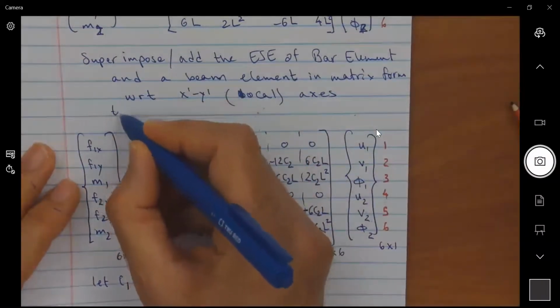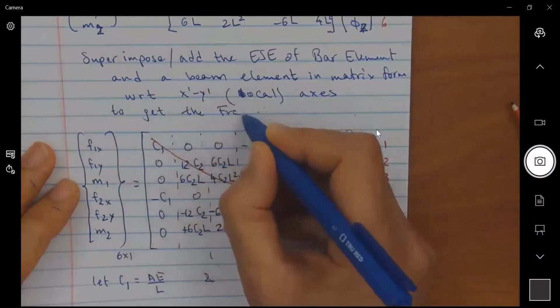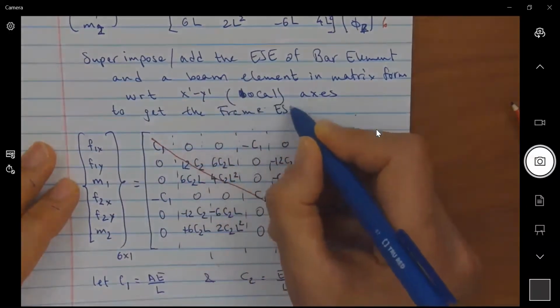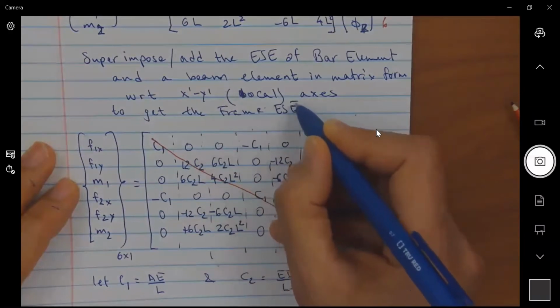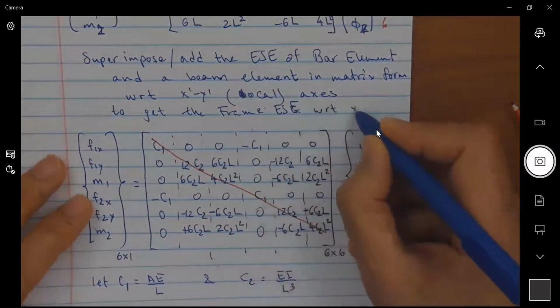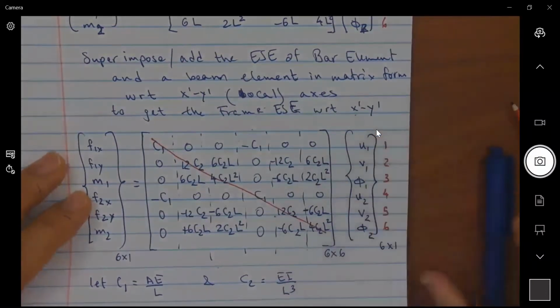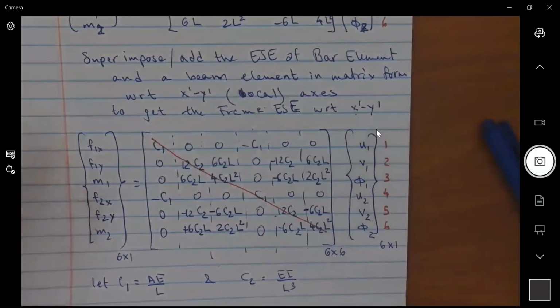So when we did this, we got the frame element stiffness equations, again with respect to x prime, y prime. So now we want to go from the local axis to the global axis. That's the next step.